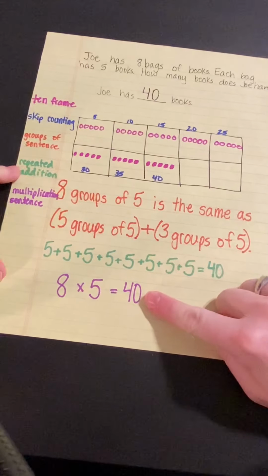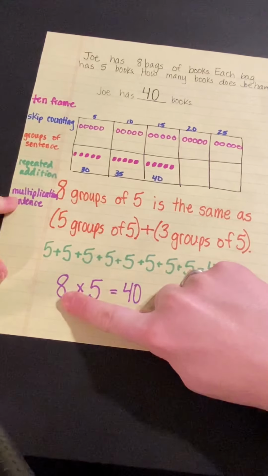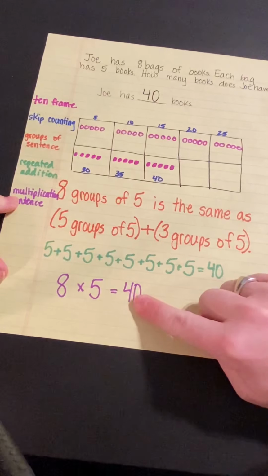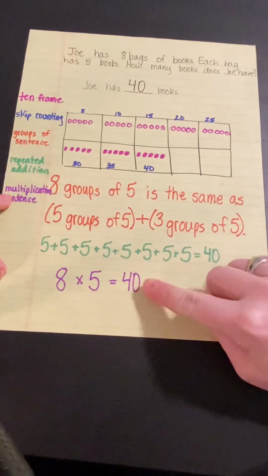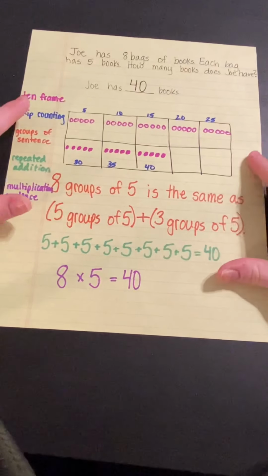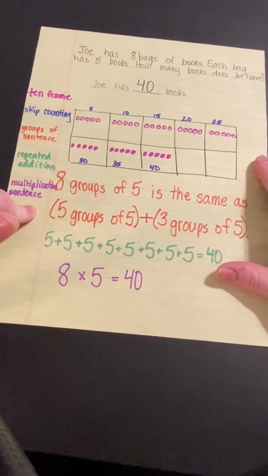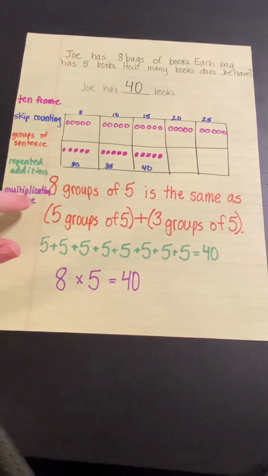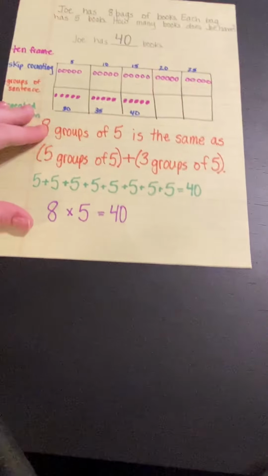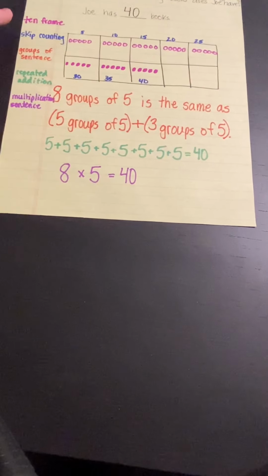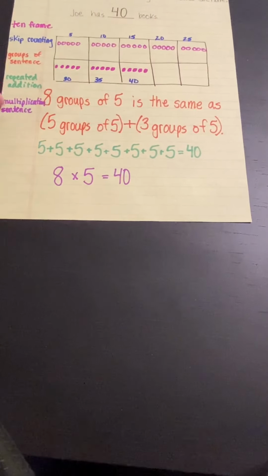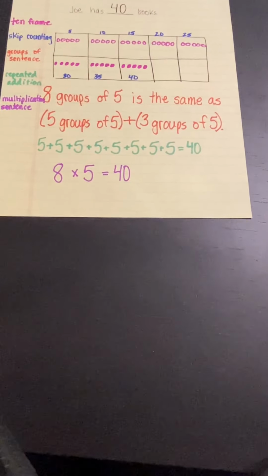And then I wrote my multiplication sentence. 8 groups of 5 makes 40. So using this method, I have 5 different ways here that I can make sure that my work is shown to make sure that my answer is correct. So let's try a few practice problems. I will leave this right here to remind myself to make sure I have a 10 frame, skip counting, a groups of sentence, repeated addition, and multiplication sentence.